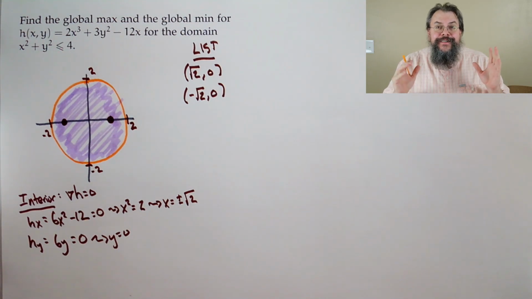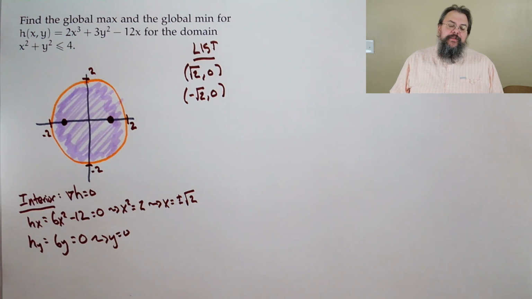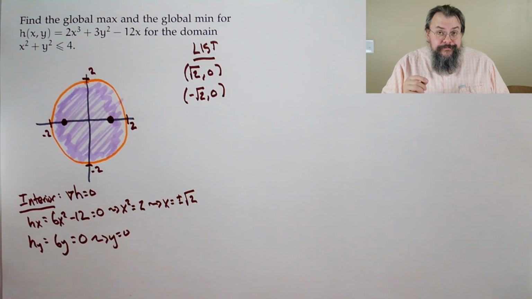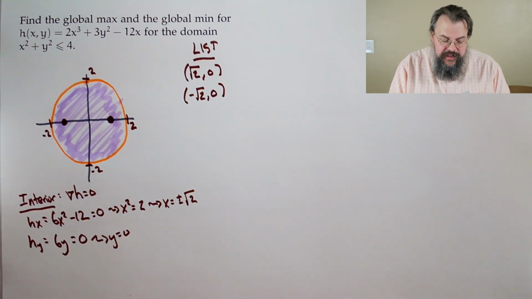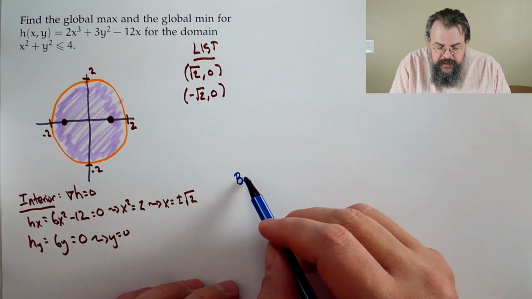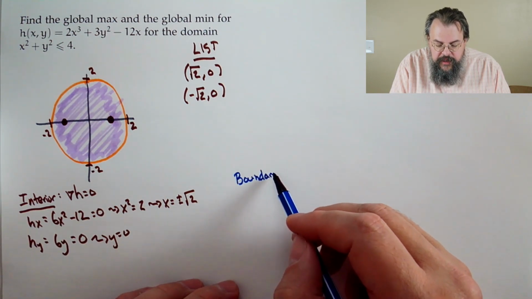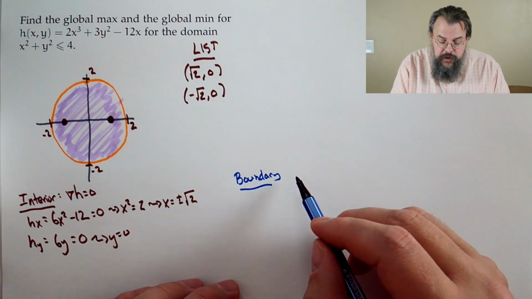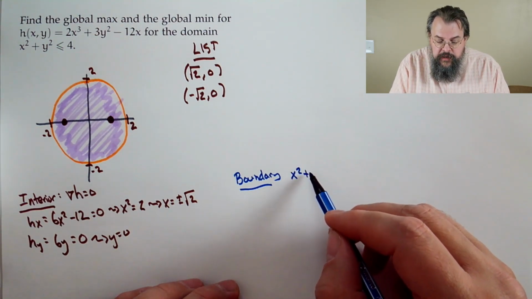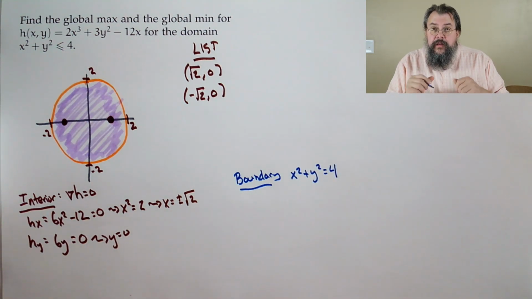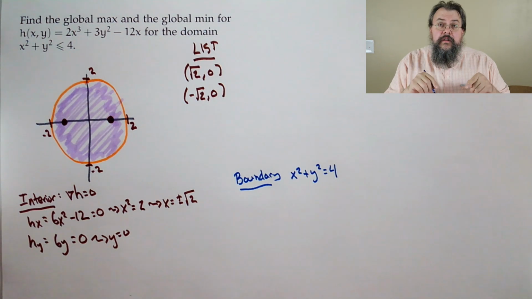Now, the bounding curve, the circle. All right, so we have to think about what's happening on the boundary. In this one, I think there's definitely going to be a chance for us to say, let's not rush ourselves. Let's enjoy the process. So on the boundary, what's true? We have x squared plus y squared equals 4, because that's the bounding circle.